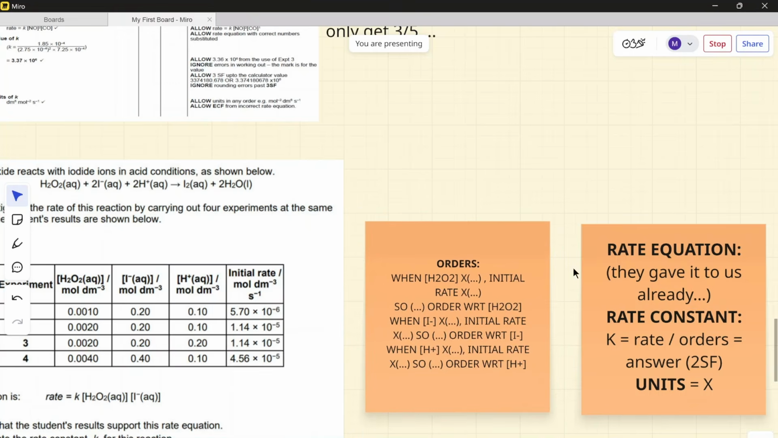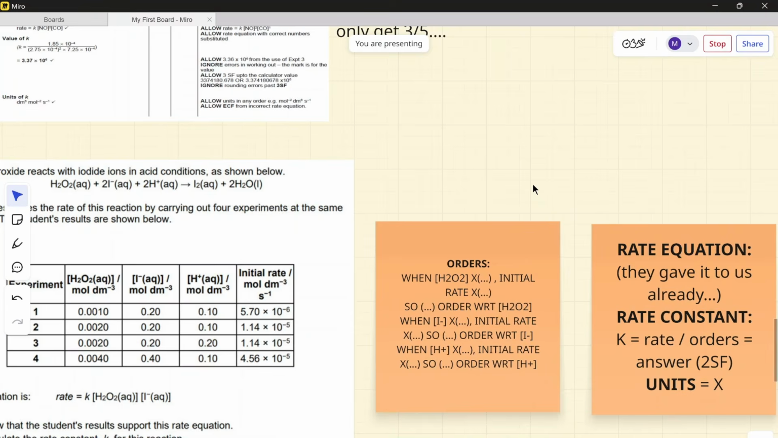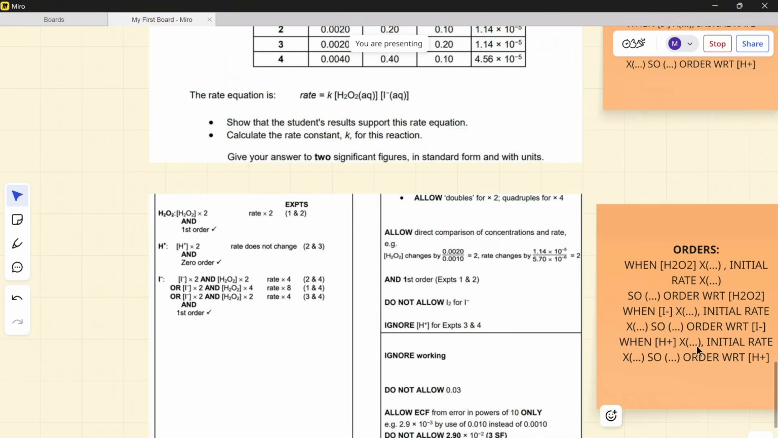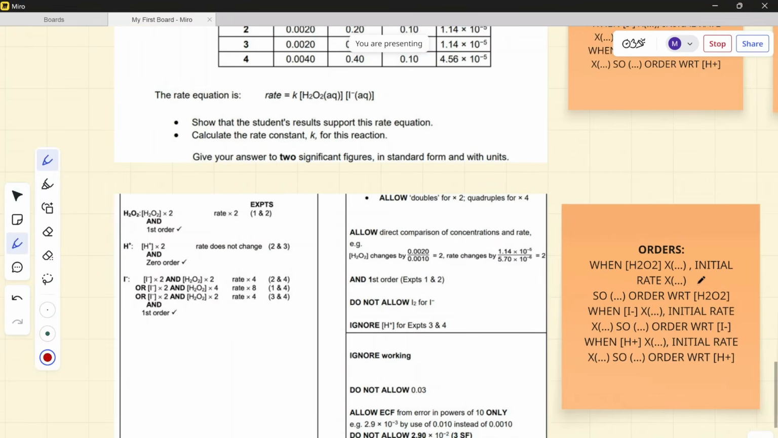But why do I not have the rate equation? Because they've given it to us already. So I don't need to actually present that because I'm not going to get any marks for it. So if I were to scroll down to the mark scheme, let's see. Using my structure, would I get each mark? When hydrogen peroxide blanks, initial rate blanks, yeah, okay. So I would get the mark. When I minus does this, initial rate this, so therefore I minus this, yeah, I'll get that too. When H plus this, yeah, see, so I've already secured 3 marks just by doing that, right?